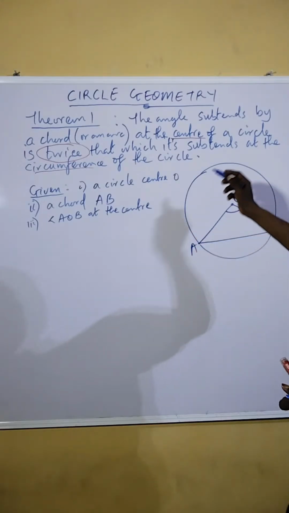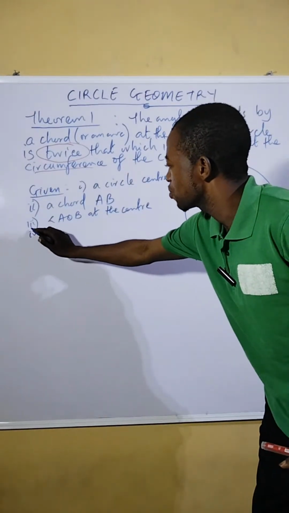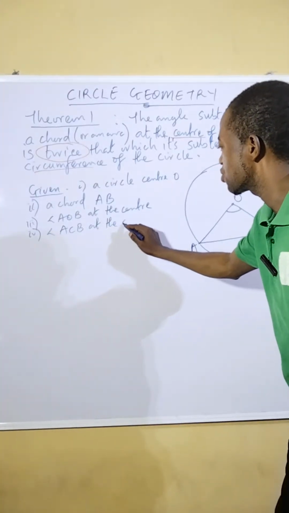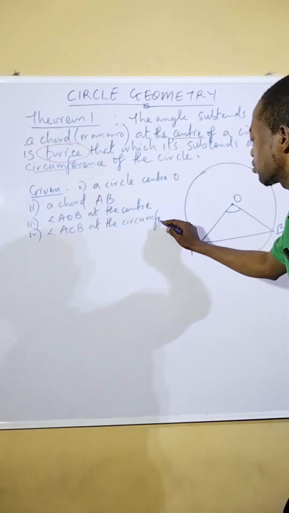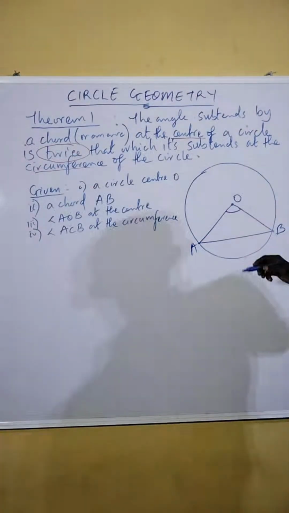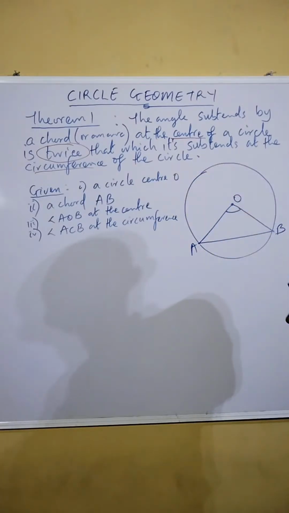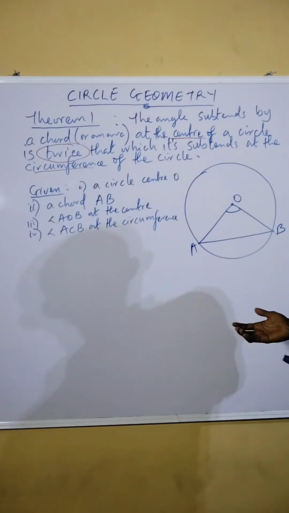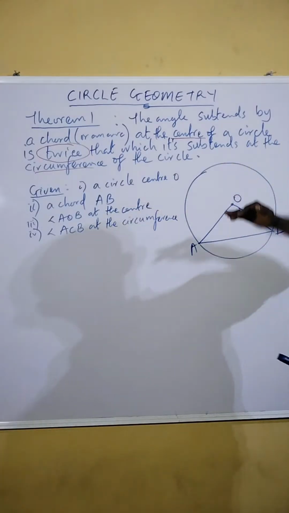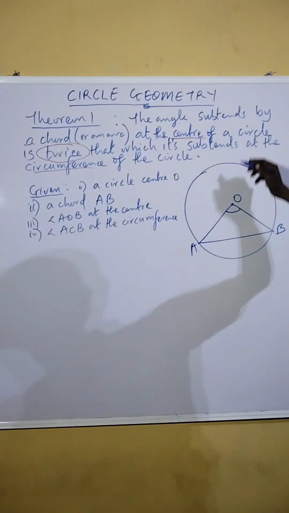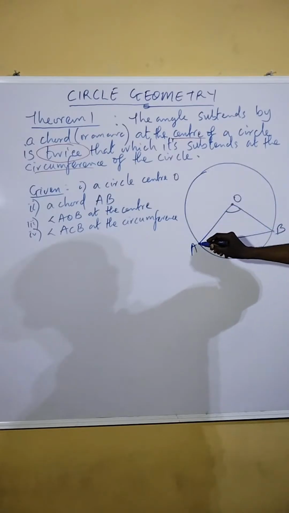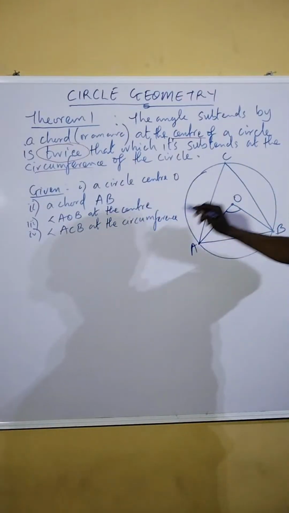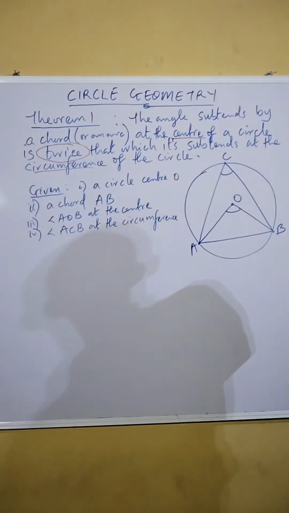Also, we're talking about another angle at the circumference. The first thing we have is angle ACB at the circumference of the circle. So just pick any point at the circumference. We want to use the upper side now. Actually, both sides are possible because we can have an angle at the circumference at the upper part and one at the lower part. Now let's consider the one at the upper part. We form this angle at the circumference here, and we call this point C. So we have angle ACB at the circumference. These are what is given.